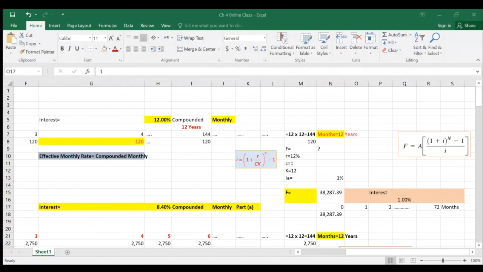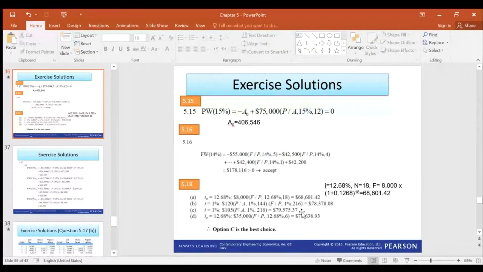Okay, so now this is what we have on our slide. The solution is there. You can check with whatever method you want. Okay, so 5.8: part A, part B, part C, and D is similar, where you have to calculate.